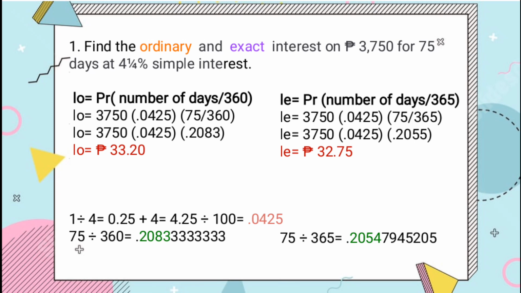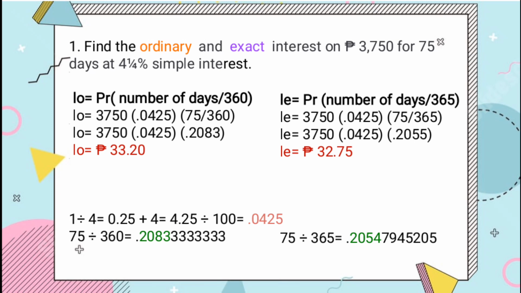1 divided by 4 is equal to 0.25. And then, you need to add the 4. That would be 4.25. To convert it, divide it by 100 to get the 0.0425. So, yan yung ilalagay mo dyan sa R. Number of days, 75. And then, divided by 360 kasi ordinary. Interest yung hahanapin mo.